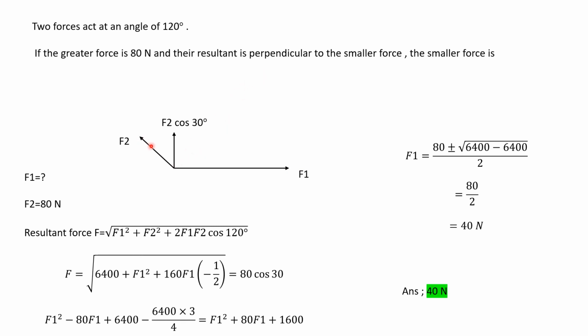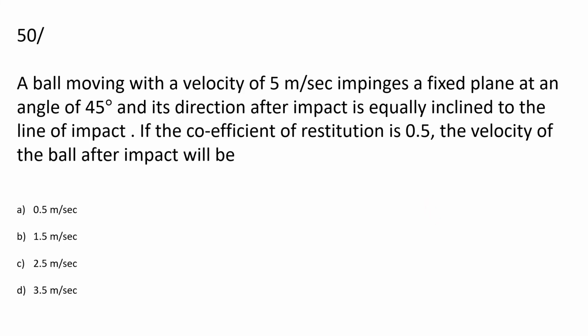So again we can find out from here that this resultant force can be equated with F2 cos 30 degree. And resultant force F is equal to root over of F1 square plus F2 square plus 2 F1 F2 cos 120 degree. When we equate it to F2 cos 30 degree, that is 80 cos 30 degree, we can find out that F1 will be 40 Newton. So the answer is 40 Newton.